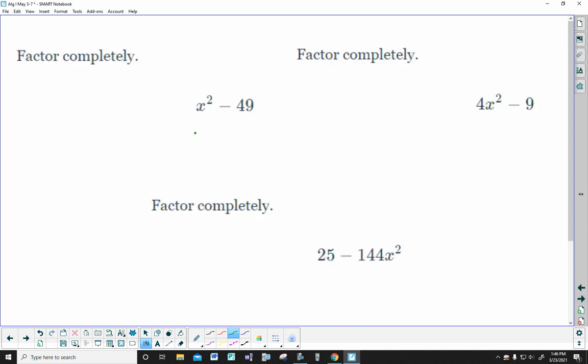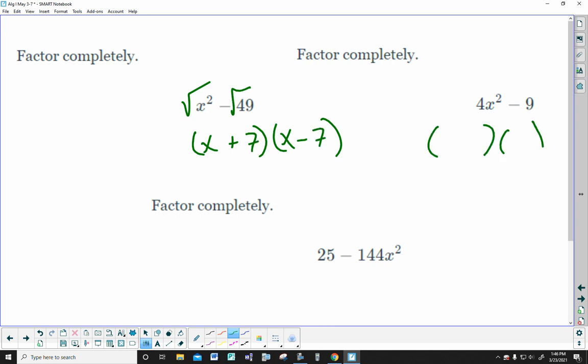All right, difference of squares. Both get an x because you square root the front. One's a plus, one's a minus, doesn't matter which one. Square root the back. 7 and 7. Done. Two parentheses. One's a plus, one's a minus. Square root the front. Square root the back. And you're finished. Okay? That's a difference of squares.